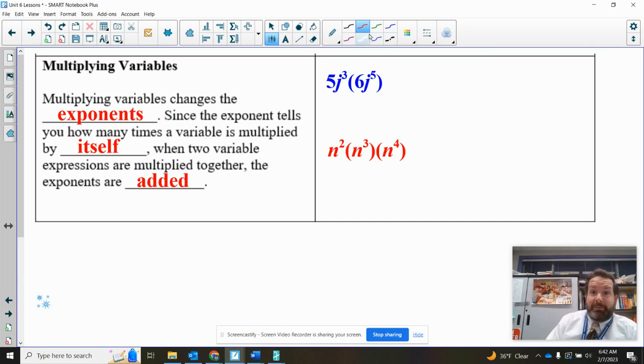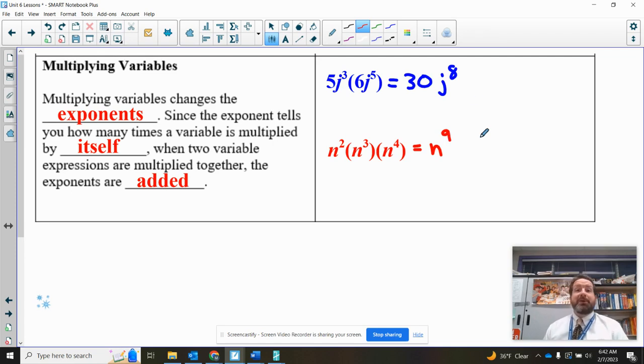So in this example, what we're going to see is 5 times 6 is just 30. J to the third, j to the fifth. Remember what these mean. This is 3 j's multiplied together. 5 more j's multiplied together is a total, 3 plus 5, of 8 j's all multiplied together. And then for our n's, n to the second, there's 2 of them, 3 more multiplied in, 4 more multiplied in. So 2 plus 3 plus 4, the total is 9 n's, all multiplied together. So please be careful as you're multiplying with your variables to keep track of their exponents. Very important.